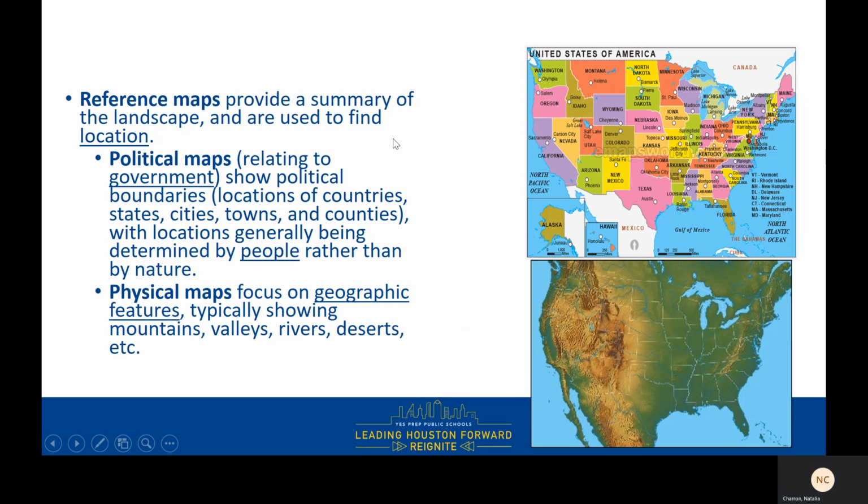The second kind of reference map is a physical map. Physical maps focus on geographic features like mountains, valleys, rivers, deserts, etc. Because they focus on the natural environment, physical maps are part of physical geography. And on the bottom here, you can see an example of a physical map showing all of this topography, like mountain ranges here, green stuff over here.